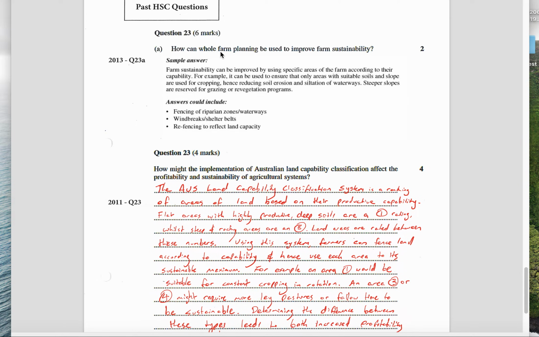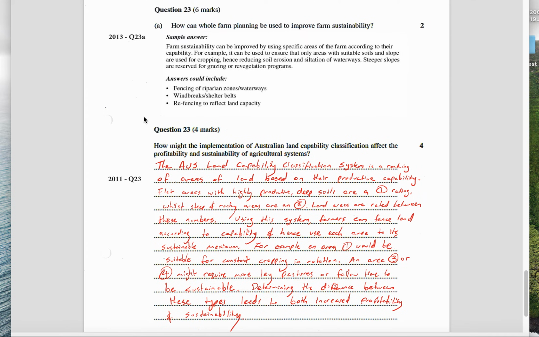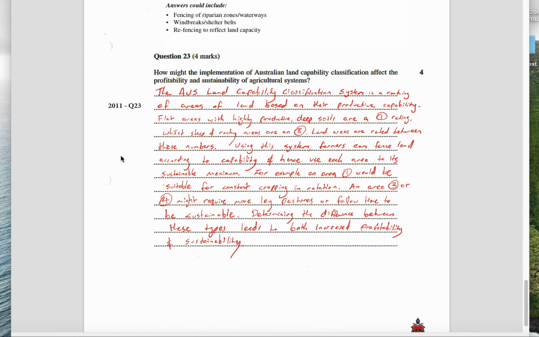All right, so for this question, this is a 2-mark question. How can farm planning or whole farm planning be used to improve sustainability? So something like this: farm sustainability can be improved by using specific areas of the farm according to their capability. For example, it can be used to ensure that only areas with suitable soils and slope are used for cropping, hence reducing soil erosion and siltation or silt buildup of waterways. Steeper slopes are reserved for grazing or revegetation programs. You could have talked about windbreaks, refencing, fencing of riparian zones, etc.